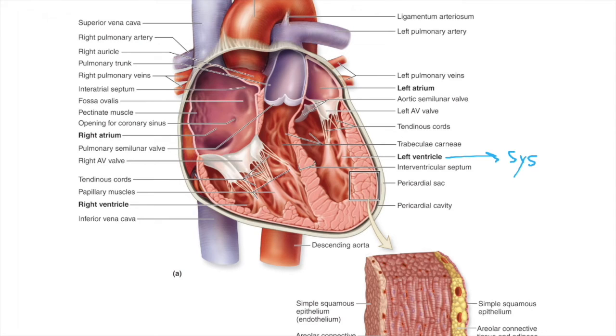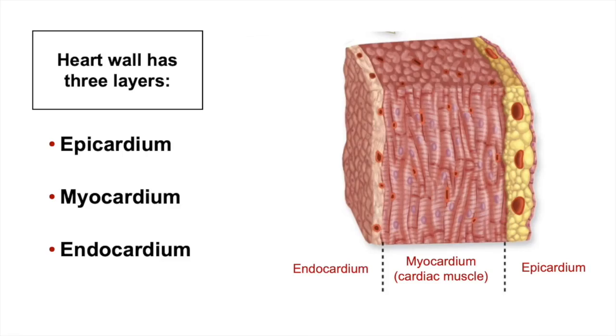Now, the heart walls have 3 layers. They are the epicardium, the myocardium, or our cardiac muscle, and the endocardium. Let's take a look at these independently. If we take a cross section of the wall, this would be our most external layer, and then this would be the internal layer of the heart. This is where we'd have blood interacting with this surface.